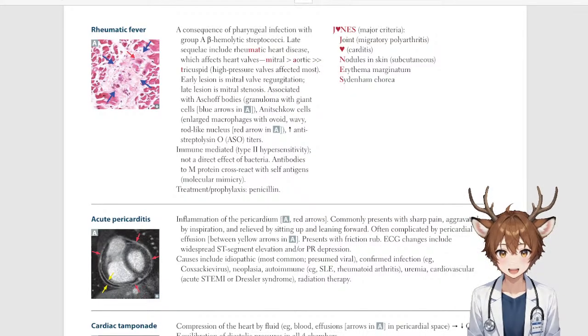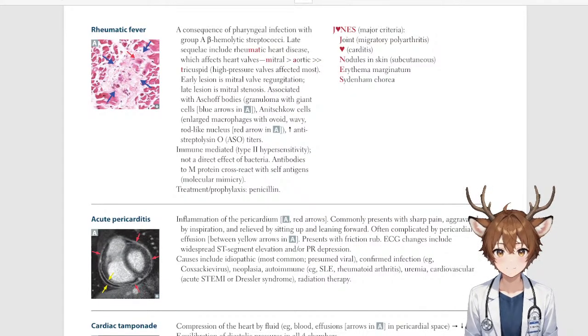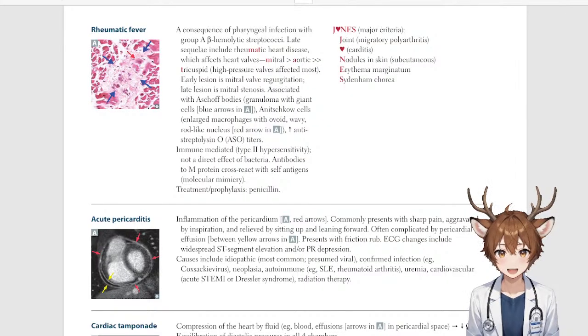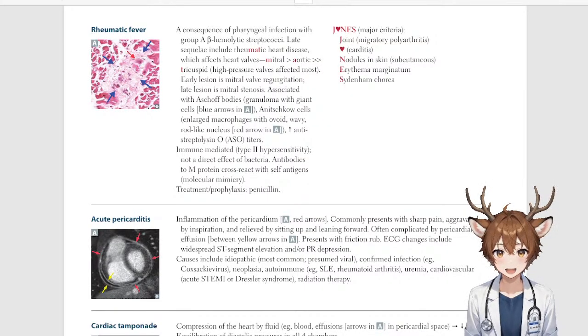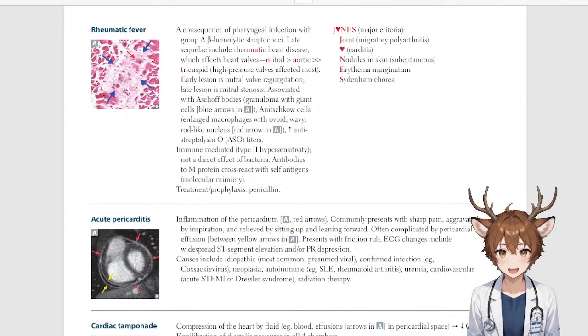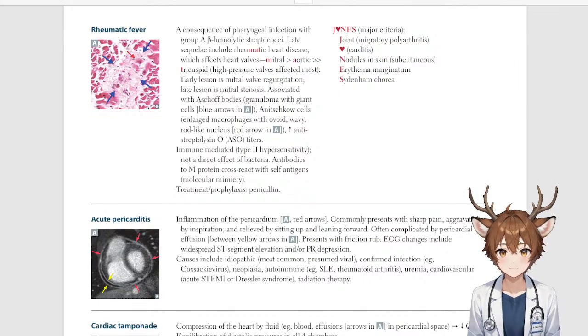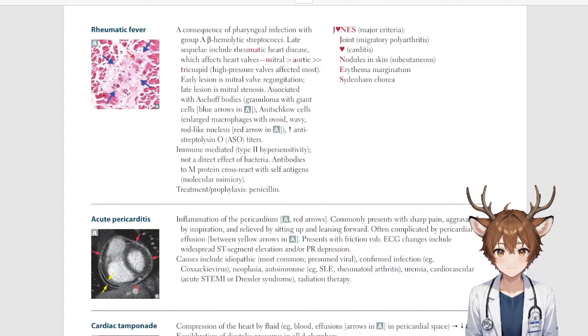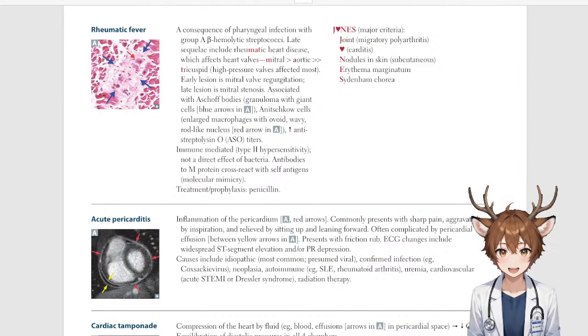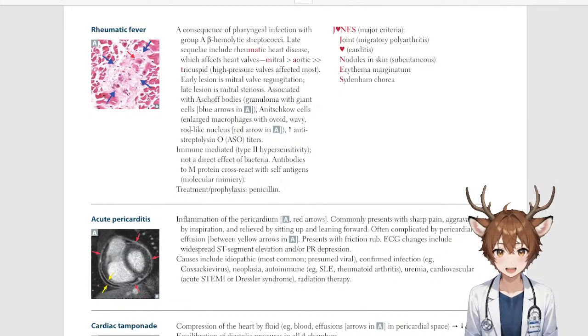D-dimer may be used clinically to rule out DVT if disease probability is low or moderate; it has high sensitivity, low specificity. Imaging test of choice is compression ultrasound with Doppler. Use unfractionated heparin or low molecular weight heparins, that is to say enoxaparin, for prophylaxis and acute management. Use direct anticoagulants, for example, rivaroxaban or apixaban, for treatment and long-term prevention.